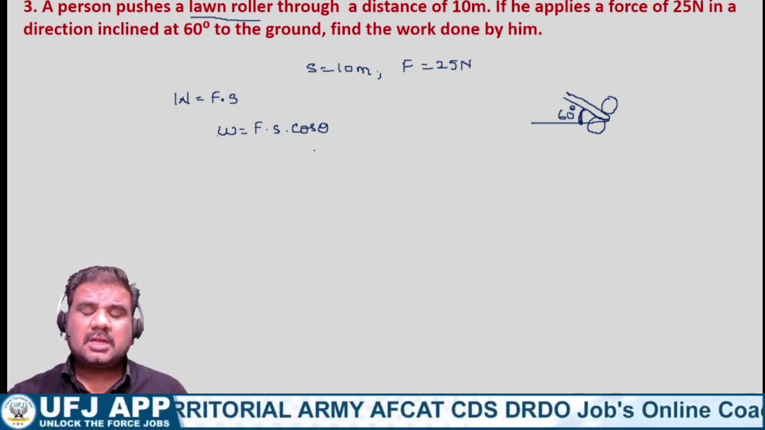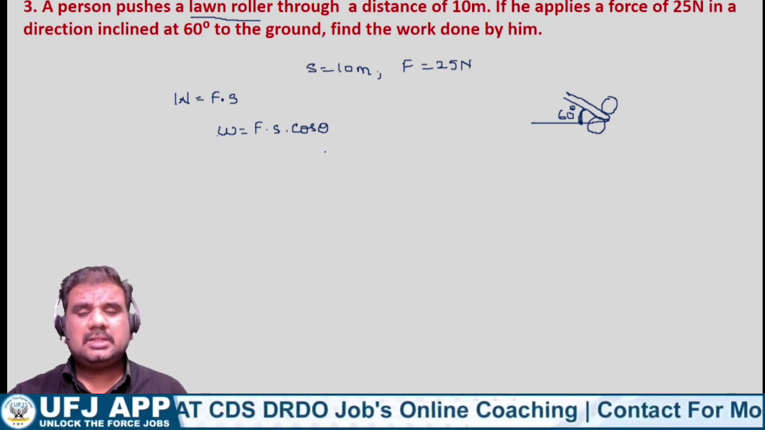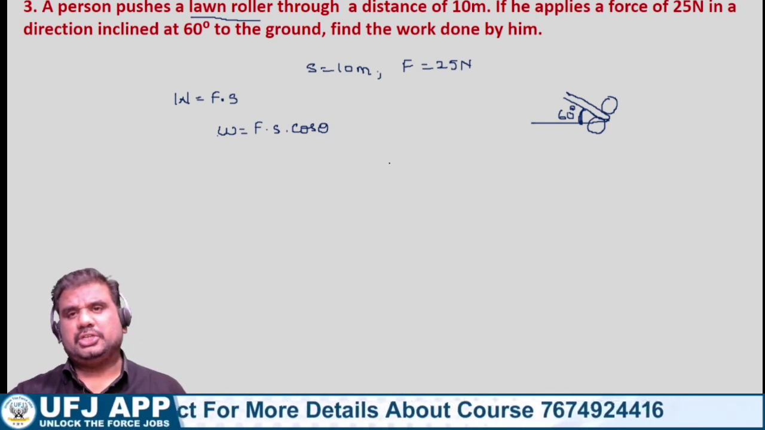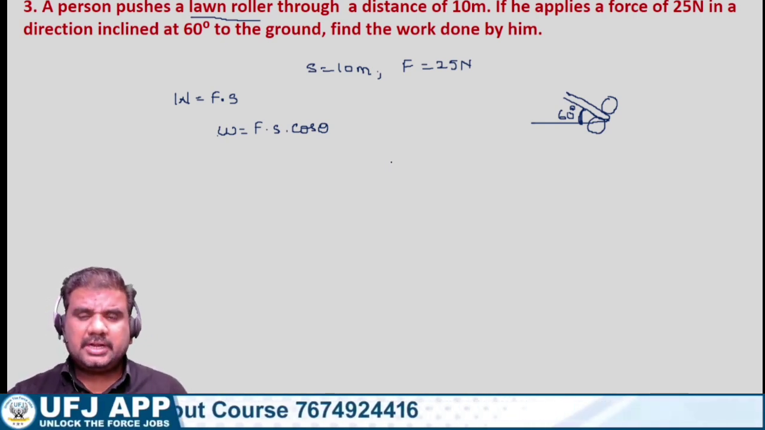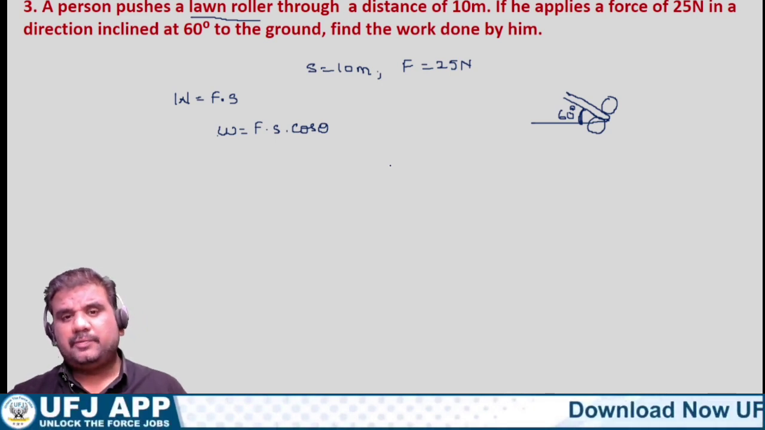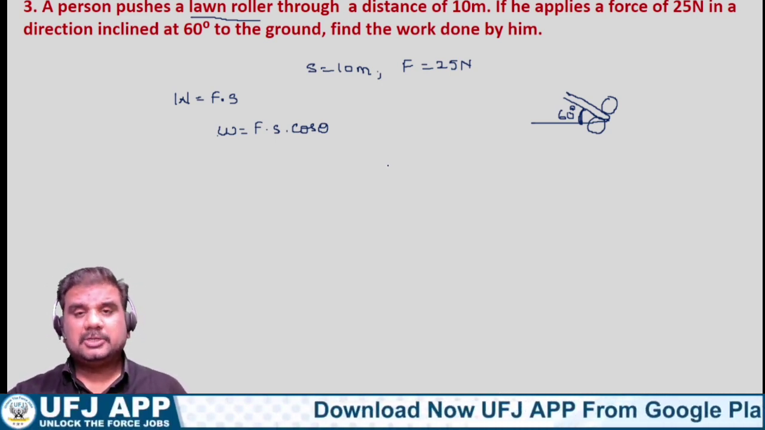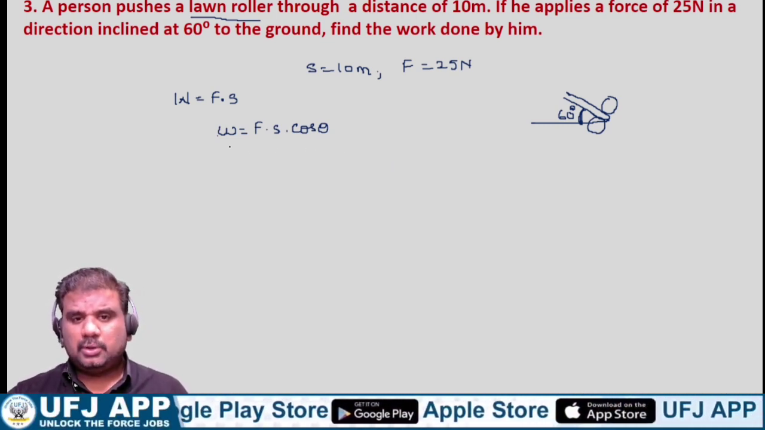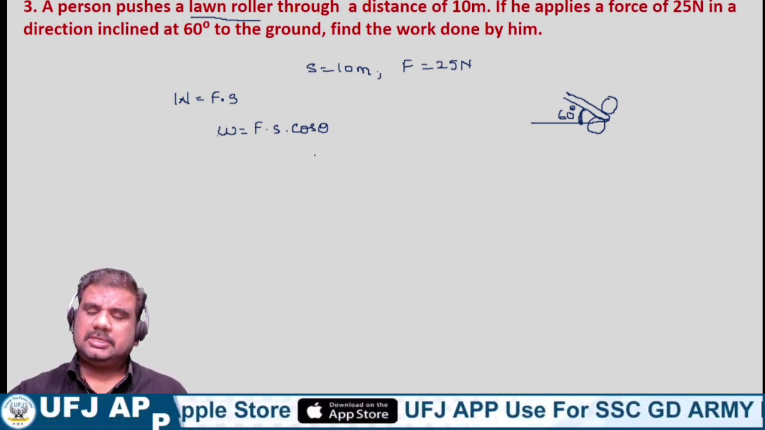So where theta is the angle between the applied force and the direction in which the object is moving. So in which direction the force is applied, and at the same time, in which particular direction the object is moving, it depends upon that particular thing. So W equal to Fs cos theta, we say.